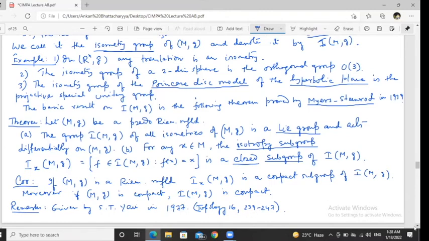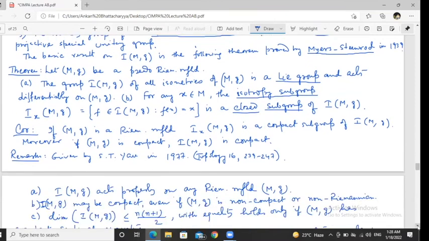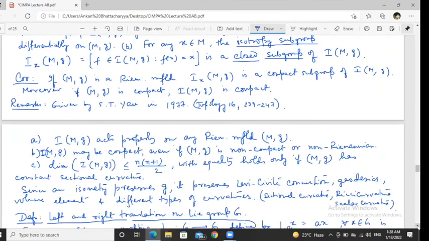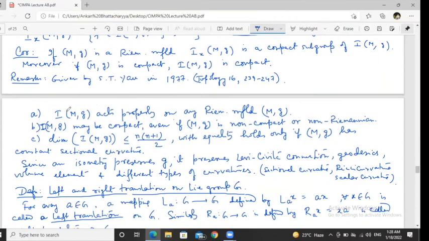These are some remarks given by S.T. Yau in 1977. I(M,g) acts properly on any Riemannian manifold (M,g). I(M,g) may be compact even if (M,g) is non-compact. If (M,g) is compact, then I(M,g) is compact. And the dimension of I(M,g) is less than or equal to n(n+1)/2.